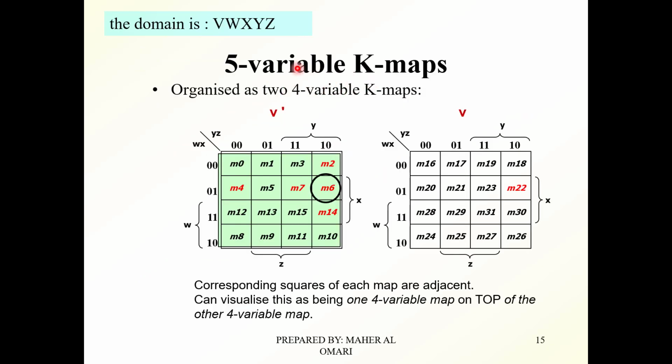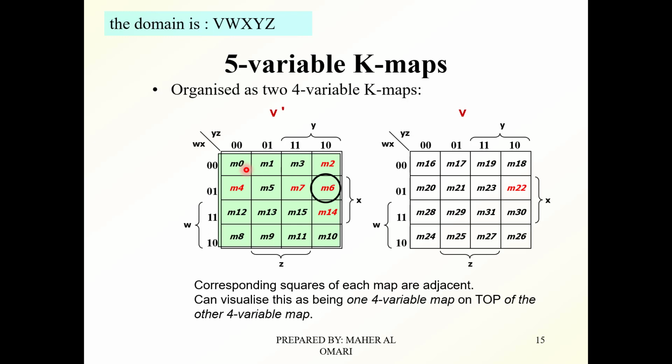In 5 variable K-maps, for example, if we have the domain V, W, X, Y, Z, we organize the map as 2 maps, 2 4-variable maps. Corresponding squares of each map are adjacent, and we can visualize this as being one 4-variable map on top of the other 4-variable map. Here, inside this map, we have V bar, V is equal to 0. On the other map here, we have V equal to 1. If we take, for example, this minterm, M6, it is adjacent to this one, and M14, as well as M4, and it is also adjacent to M22.